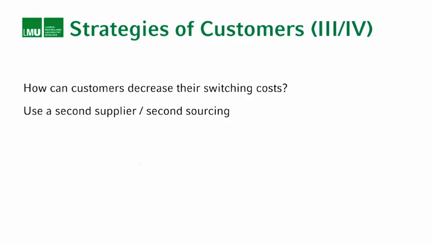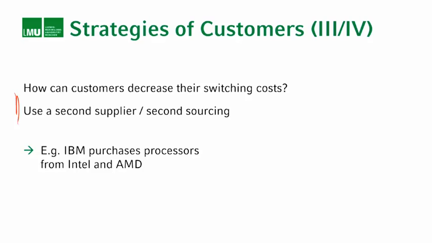Another strategy is to just use a second supplier or engage in what's called second sourcing. So IBM, for example, will purchase processors both from Intel and from AMD. So these are the two largest players in the market for microprocessors, but IBM chose to get deliveries from both because that means that whenever Intel starts getting complicated, whenever they're not happy with the prices they're charging IBM and so on, IBM can always threaten to go and purchase more from AMD instead.